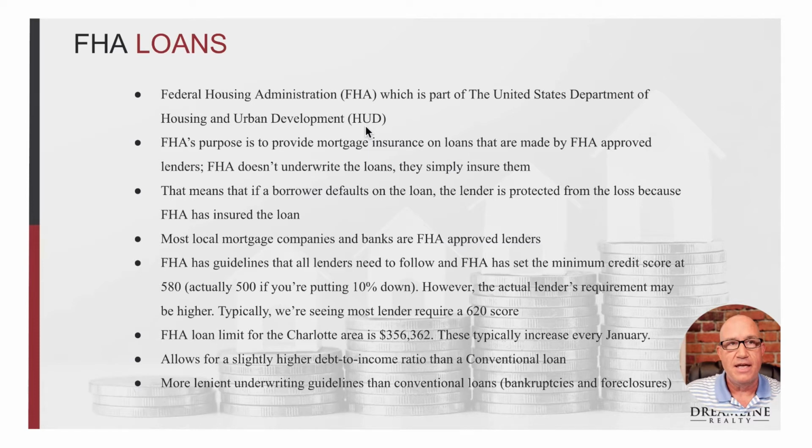Now, FHA loans have a maximum loan amount. So every January, FHA will come out and they'll say, okay, for the Charlotte area, your maximum loan amount is this. So for right now, as I'm recording this video in August of 2021, the maximum loan limit for the Charlotte area is $356,362. And what that basically means is you can buy a house that's priced at $400,000, but FHA is only going to give you $356,362. So you would have to put down the difference between $400,000 and the $356,362.